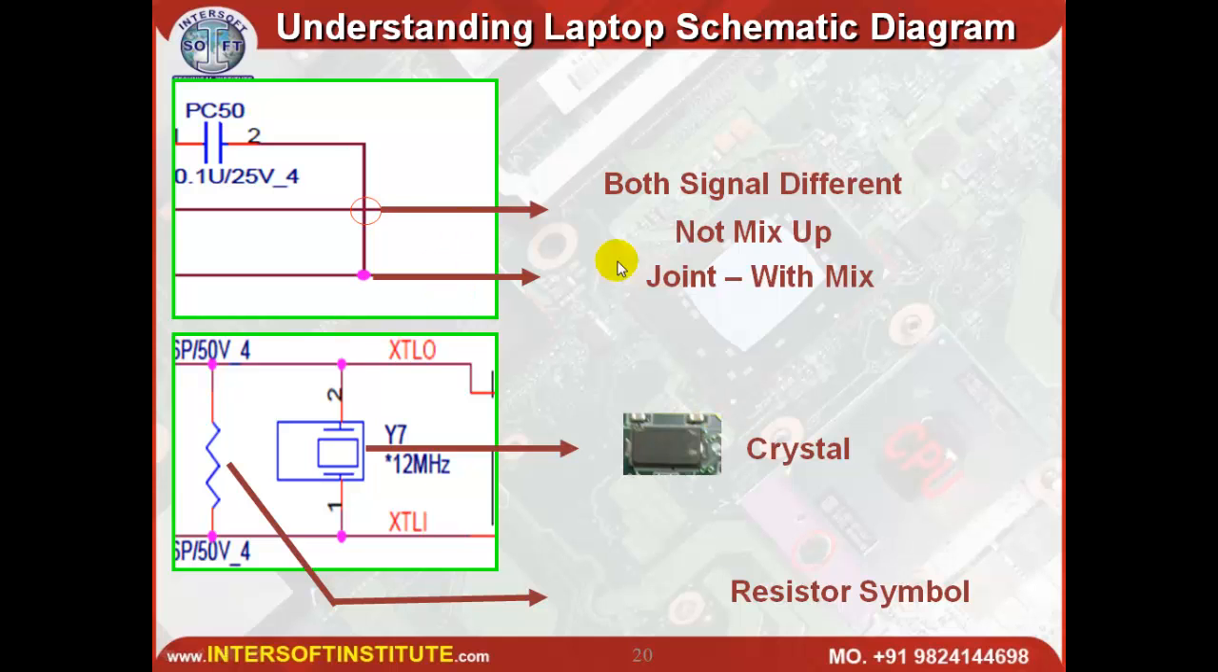See, if there is a small connection like this type, a capacitor is going, and here there is no joint, it is just bypassing. Both the signals are different. This is incoming, this is from top to bottom, and this is from left to right.